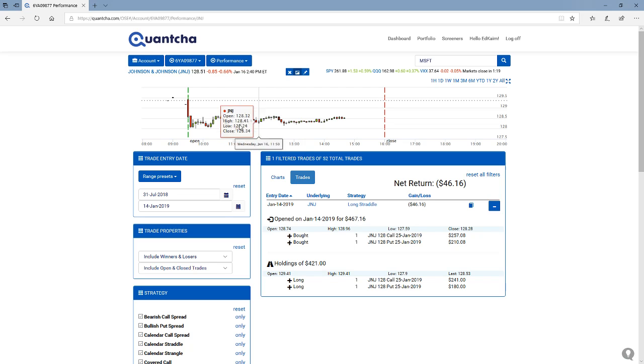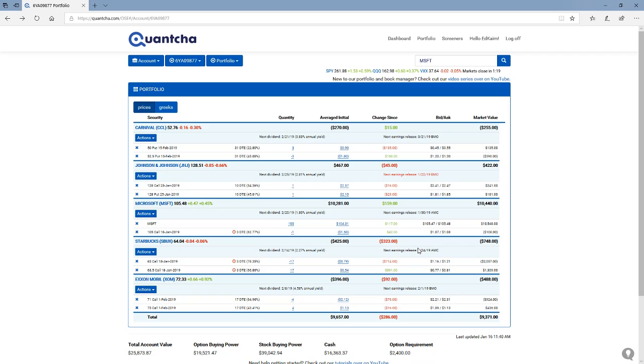Now, if we go back to the portfolio here for Johnson & Johnson, you'll notice we're down less than 10%, even with the market pricing. In fact, if we were to try to close this position right now, we might only lose, let's say, $30 in the trade, which is about 7% from our original $467 investment.